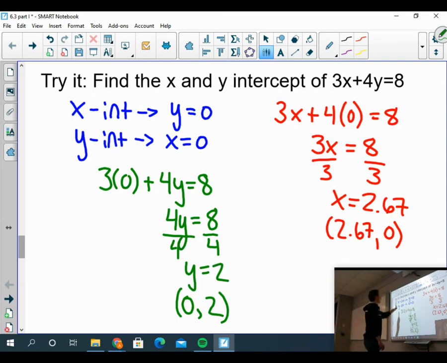Okay? And this process will work no matter what form of linear equation you're working with. It's not just exclusive to standard form. No matter where you are working, your x-intercept can be found by plugging in 0 for y, and your y-intercept can be found by plugging in 0 for x.